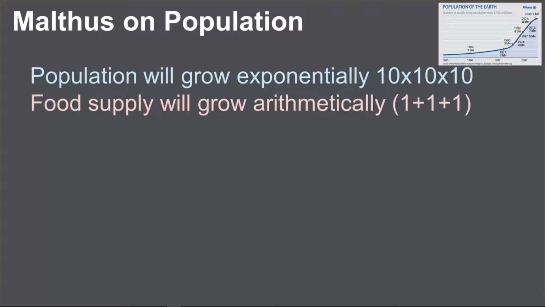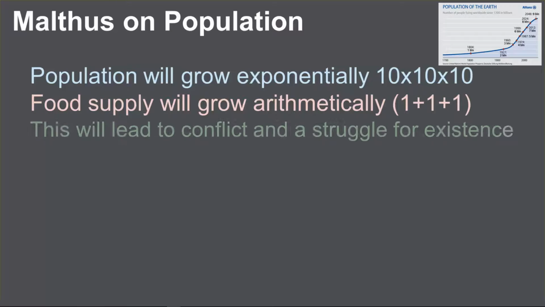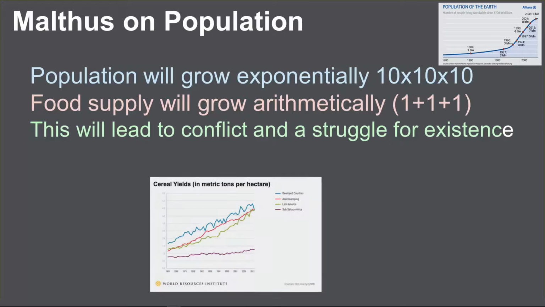Now, there are some interesting theories about whether he's right or wrong, but he says that this will lead to conflict and a struggle for existence, that this struggle for food, because there's not enough of it and yet the demand is so high, will essentially lead to the downfall of many societies.